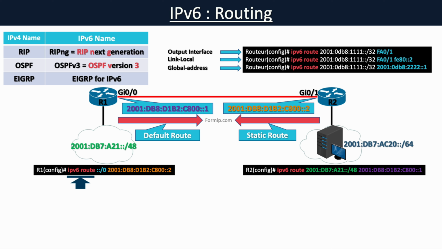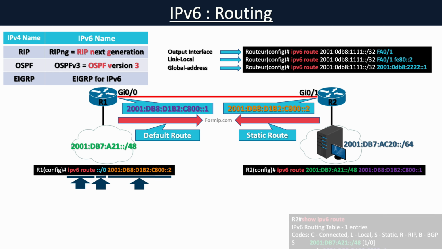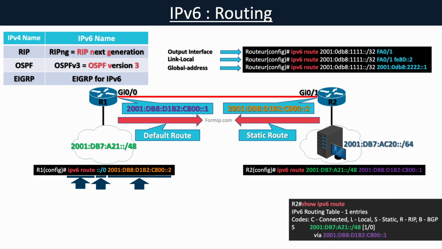The ipv6 route command allows you to configure an IPv6 static route. The ::/0 means all networks. This corresponds to the 4 times 0 of IPv4. And then it is told to send all packets to the IP of the Gi0/1 interface of router 2. Now let's move on to checking the static routes.